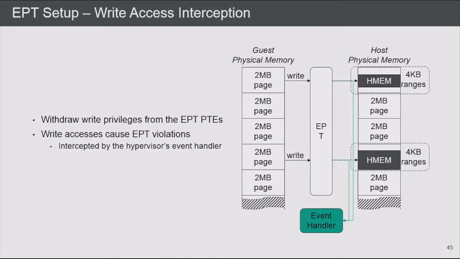As for write accesses, in order to prevent the guest from overriding our memory, we simply withdraw write privileges from all appropriate EPT PTEs, which will cause an EPT violation as soon as the guest tries to write to these areas, and EPT violations can simply be intercepted by our hypervisor's event handler.